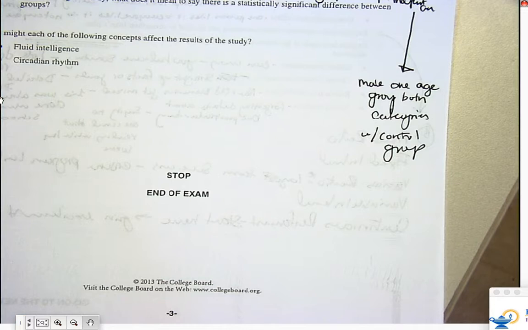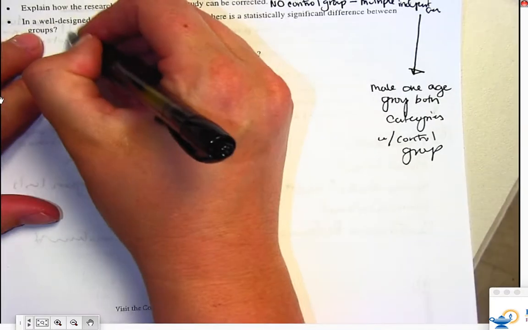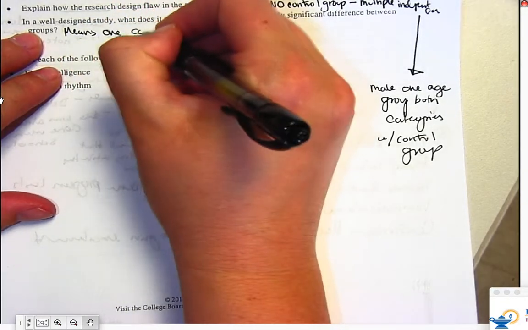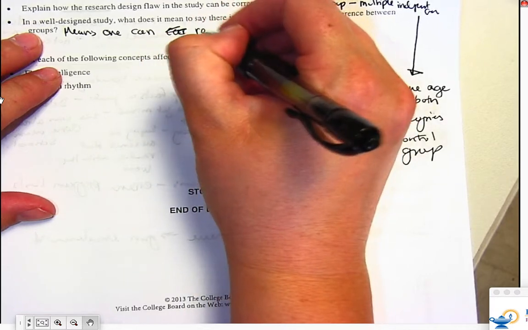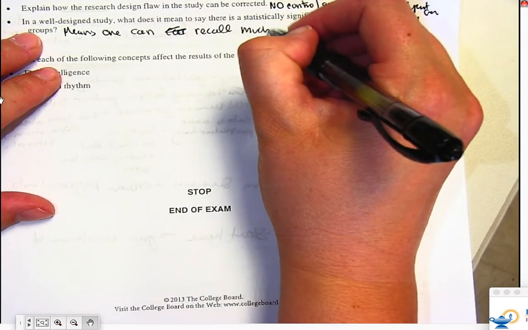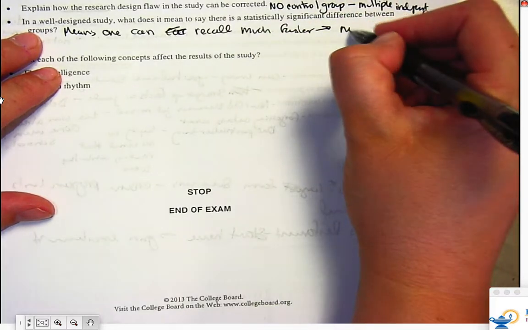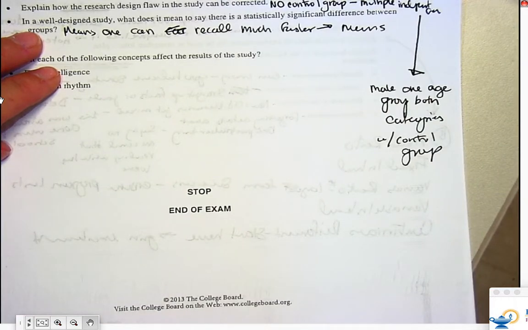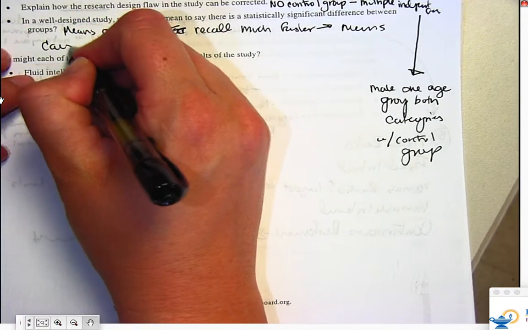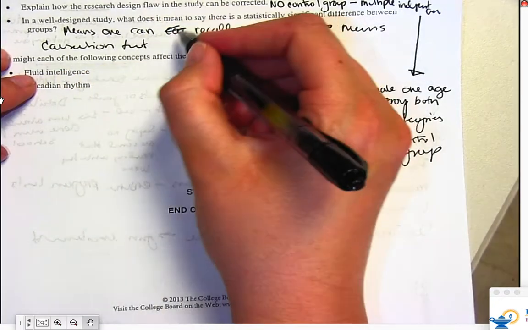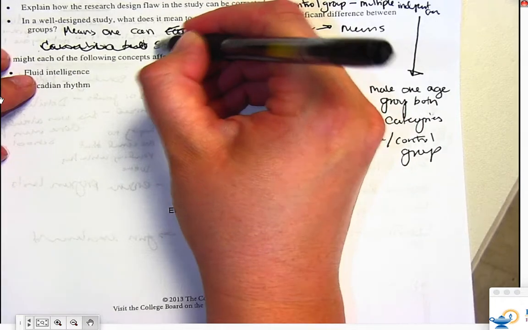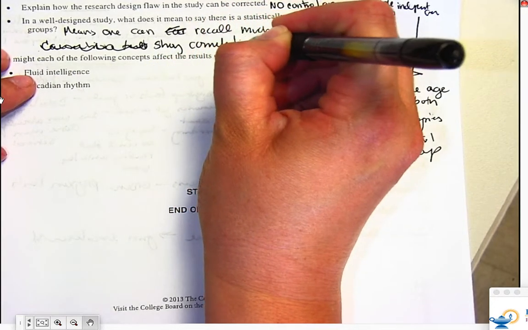All right, in a well-designed study, what would it mean to say there is a statistically significant difference between the groups? What does that mean? One is way better. Okay, it means one can recall faster. Much faster. Means, what's the word that we use? It's not guaranteed, it's causation. Correlation, a strong correlation. Sorry, that's what I want. Not causation.